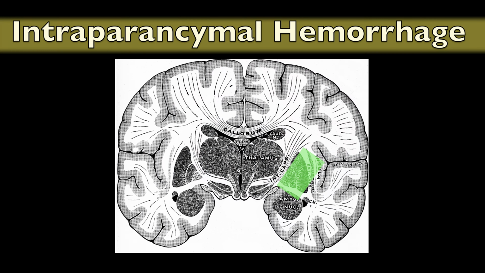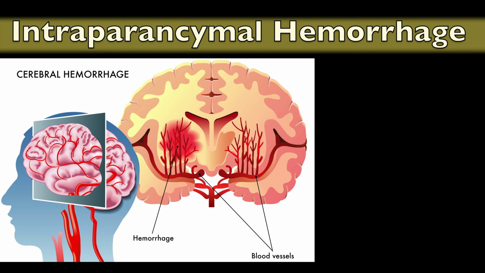These areas, such as the basal ganglia, thalamus, internal capsule, anterior pons, are supplied by small arteries called perforators. These arteries come off of large arteries to supply these areas. They're very susceptible to damage due to chronic hypertension. So since hypertension is the most common cause of intraparenchymal hemorrhage, let's talk about how this happens.